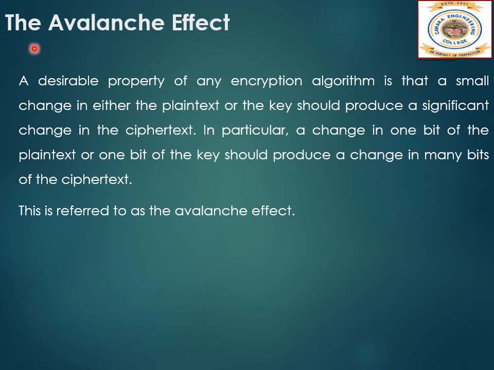Next we will see what is meant by the avalanche effect. A desirable property of any encryption algorithm is that a small change in either the plain text or the key should produce a significant change in the cipher text. In particular, a change in one bit of the plain text or one bit of the key should produce a change in many bits of the cipher text. This is referred to as the avalanche effect.